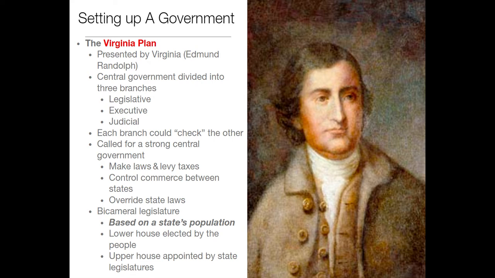It also called for a bicameral legislature, meaning a 2-house Congress, and that this would be based on a state's population. So the more people a state had, the more representatives that state would have. So this would definitely favor larger states. The lower legislative house would be elected by the people. The upper house would be appointed by the state legislatures.